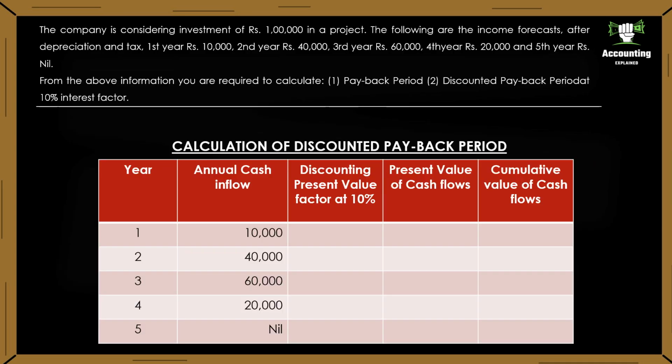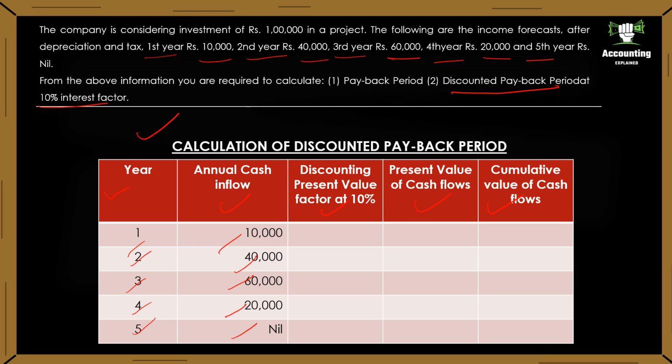We are going to find out next discounted payback period. Okay, that is the second part of the question. So calculation of discounted payback period. We are opening a table which has 5 columns: year, annual cash inflow, discounting present value at 10%, present value of cash flows, and cumulative value of cash flows. So here is the same question we are solving. Years 1, 2, 3, 4, 5, and similarly, inflows are 10,000, 40,000, 60,000, 20,000 annual.